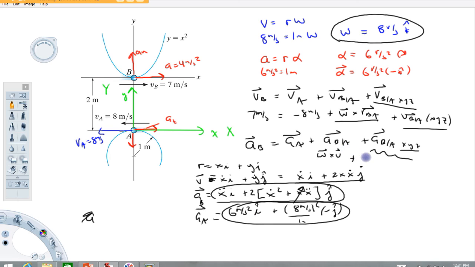Okay, but in addition to that, we're also going to have an alpha cross r term for the fact that this coordinate system has a tangential acceleration as well. So this guy's got, you know, two things going on, and then you can solve for this animal. So that should be enough to get you through with this problem. I think I'll end this video here.